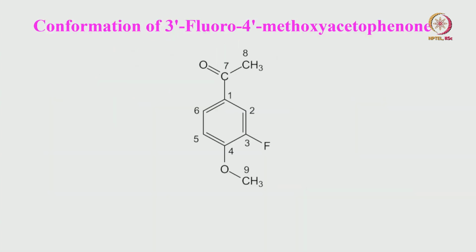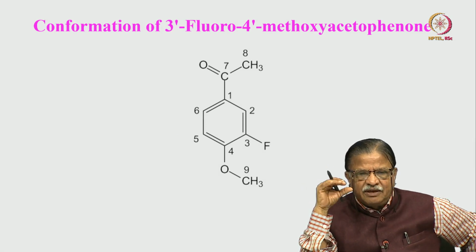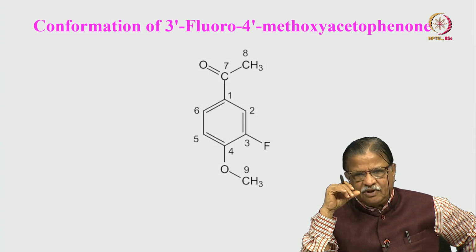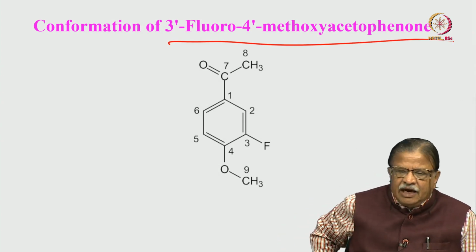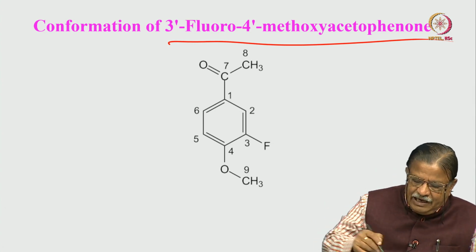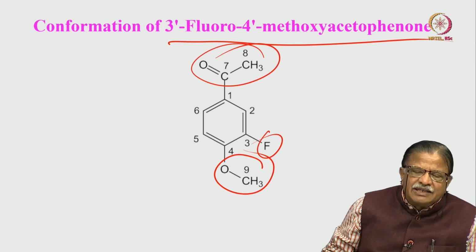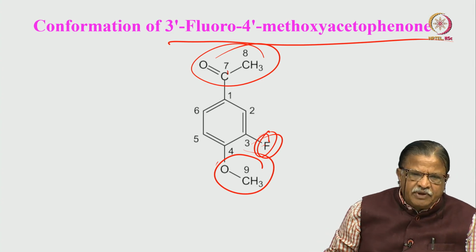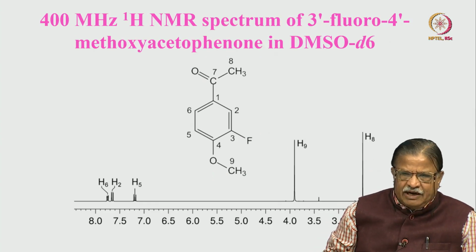This is how we can interpret it very easily. We will extend this further to see how we can get information about site-specific substitution in phenyl groups, and how we can use NOESY. For that I have taken the example of 3-fluoro-4-methoxyacetophenone. This is the molecular structure. Our main idea is to see where this OCH3 is with respect to fluorine. In other words, we need to get the structure of the molecule, the position of fluorine with respect to this and this. We should get that structural information. We can use various methods like COSY and NOESY.